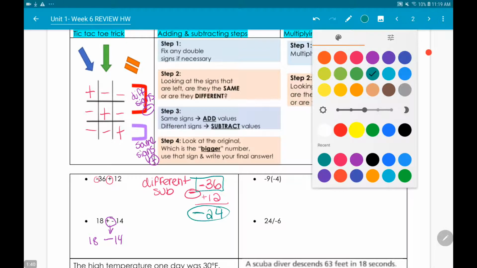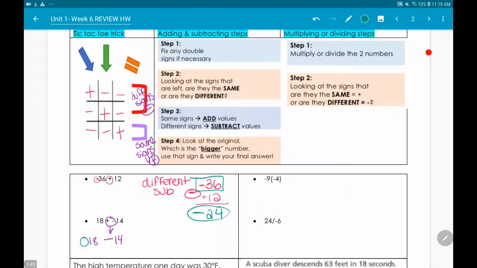Alright, we do it again for the next one. This is an imaginary plus, this is a minus, so again they're different. So that means to subtract. And I get 4. And 18 was the bigger, so it's positive 4.